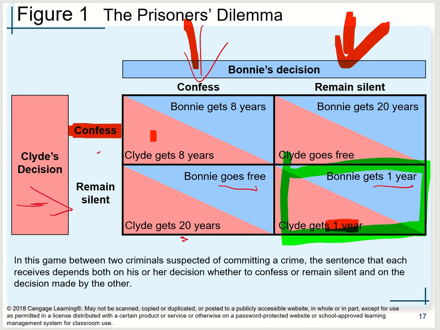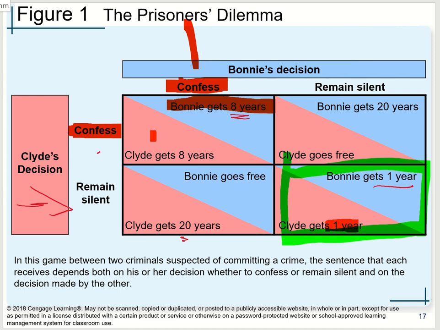If Bonnie remains silent, she gets 20 years. If Bonnie confesses, she'll get 8 years. So for Bonnie, confession is very good regardless of what Clyde does. So for Bonnie, confession is also a dominant strategy. So now you have both parties, each person has a dominant strategy, and they will always act on their dominant strategies.